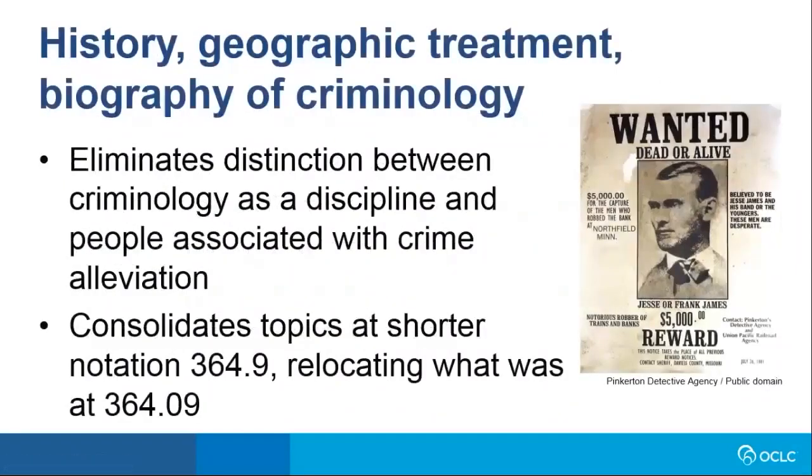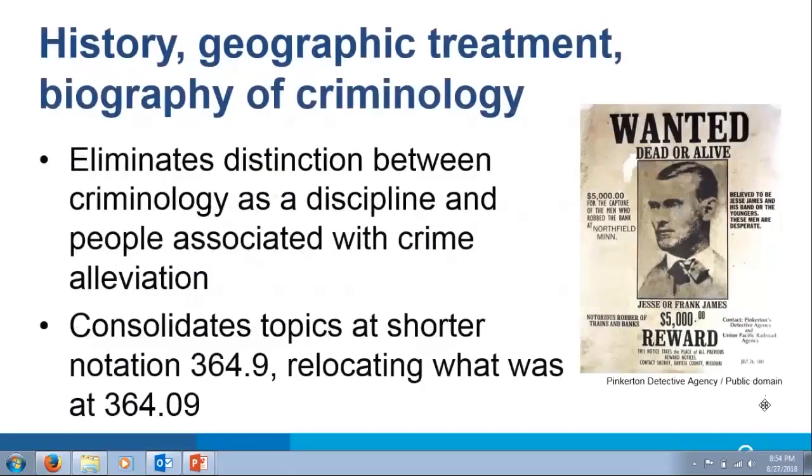Next, we had a distinction between the history, geographic treatment, biography of criminology, and criminology as a discipline. At least here in the US, these are very popular works about true crime, about famous historical criminals. We have here Jesse James from the American Wild West. But in general, we don't want to separate disciplines from the people involved in that discipline.